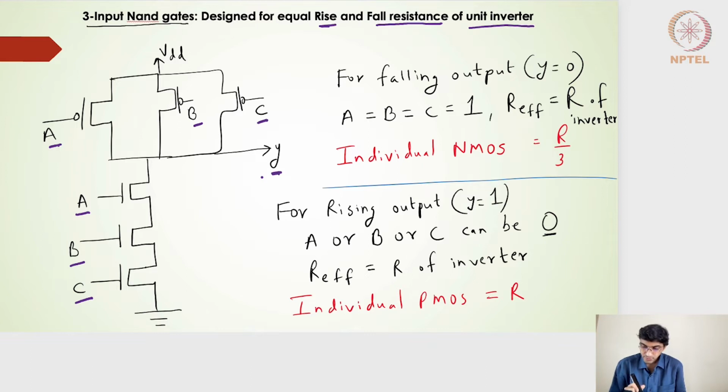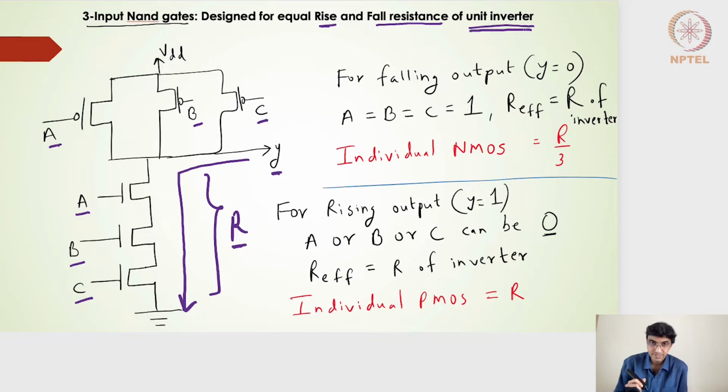So for falling output, what we need is the output node Y should go down to 0. So that is the falling output. It will start from 1, then do the transition from 1 to 0, and then reach a steady state of 0. So that's what the falling output is. During this falling output, what we want is an equivalent resistance of R.